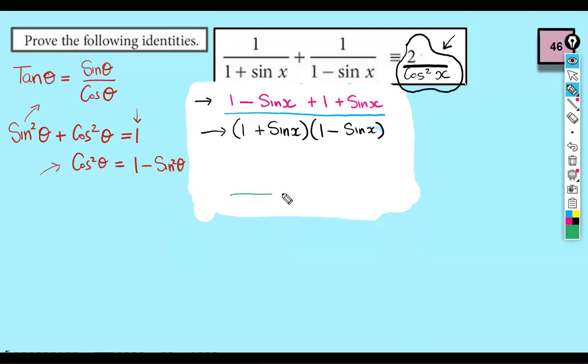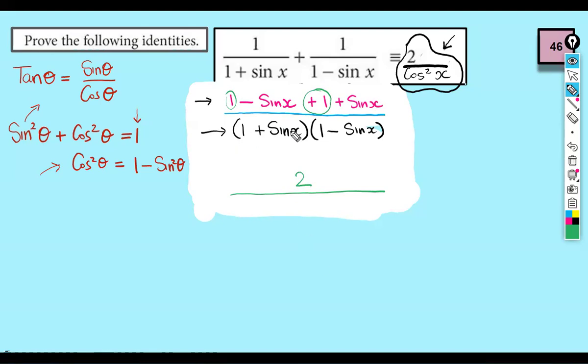So let's do some simplification here. The top is real easy. The 1 and 1 is 2, so 1 plus 1 is 2. That's easy. The minus sine x and plus sine x will cancel out, right? Because if you have minus 1 sine x and positive 1 sine x, you get 0, right?